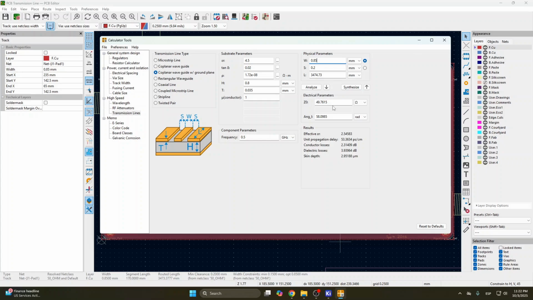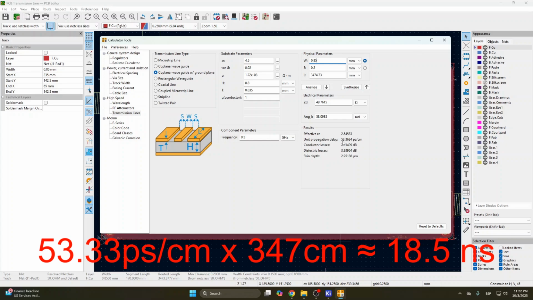Once we have found our trace width required to obtain 50 ohm impedance, we need to also calculate the total propagation delay of our transmission line so we can model it correctly. The calculator gives us the unit propagation delay, which is the propagation delay per unit of length or distance, in this case in picoseconds per centimeter. So in order to obtain the total propagation delay, we just need to multiply this value times our total length.